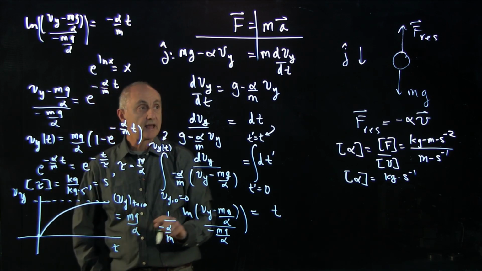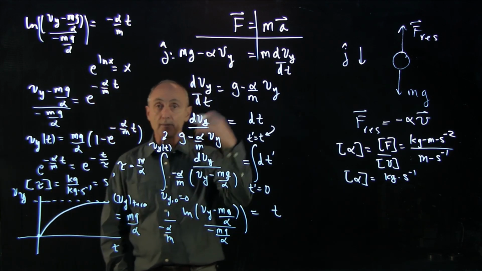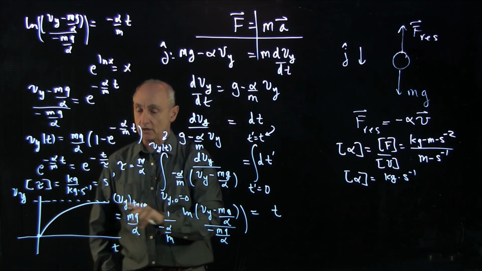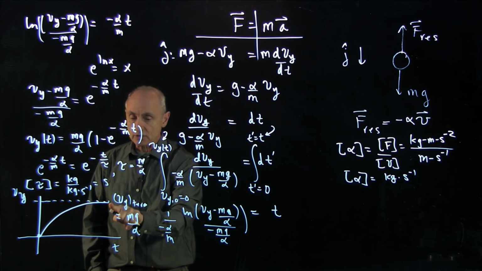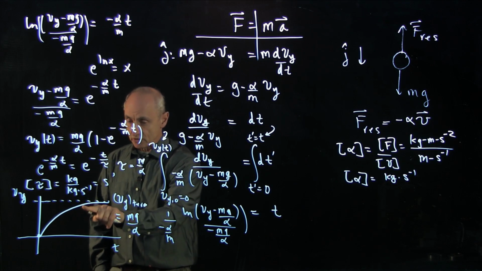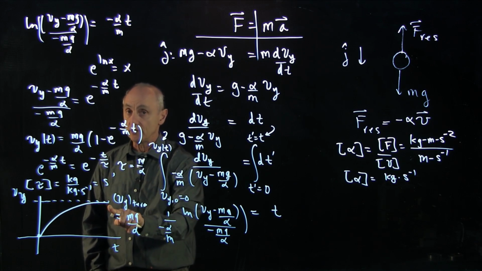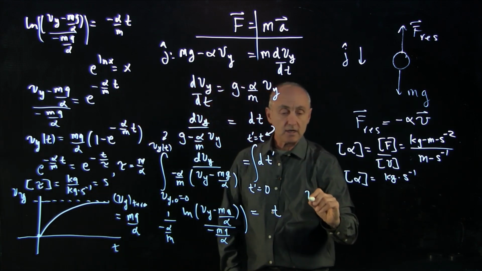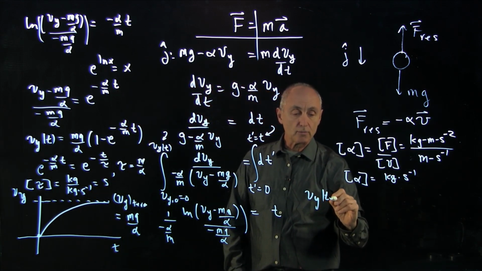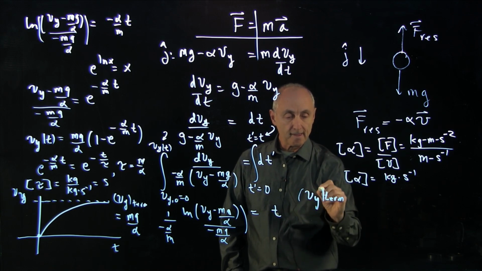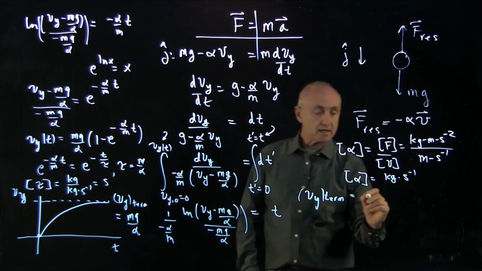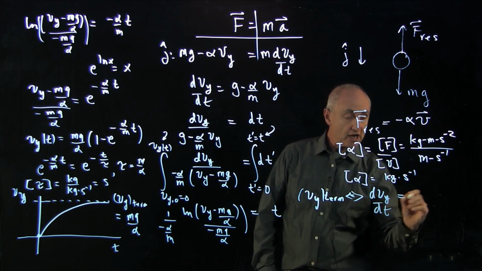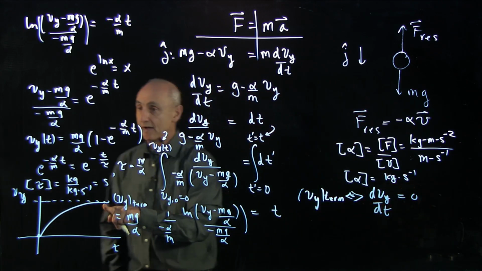Now, notice that as a check for what we did, we can come back to our differential equation. And what does terminal speed mean? Notice that when you get to this limit as t approaches infinity, the slope of the velocity curve is 0. And that's really the statement over here that vy terminal is when the velocity is no longer changing in time. You can see it graphically.